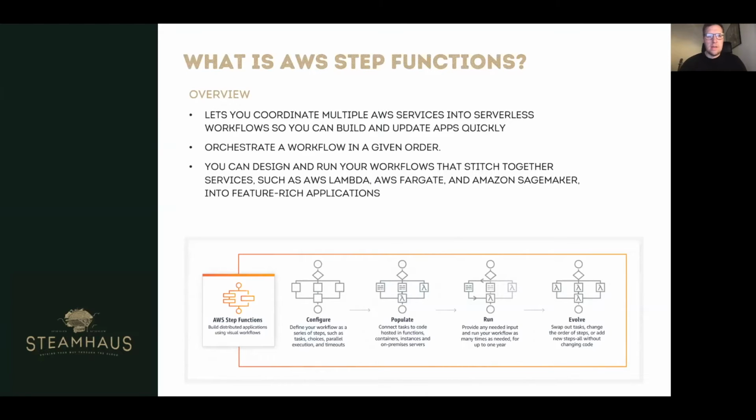So what is AWS Step Functions? It's a service that lets you coordinate multiple AWS services into serverless workflows, so you can build and update your applications quickly. It allows you to orchestrate a workflow in a given order, and you can design and run your workflows that stitch together services such as Lambda, Fargate, and Amazon SageMaker into feature-rich applications.